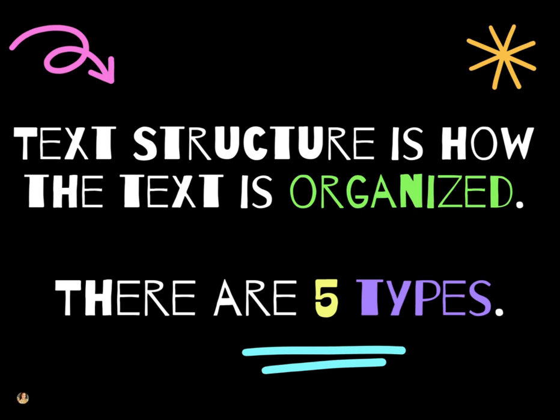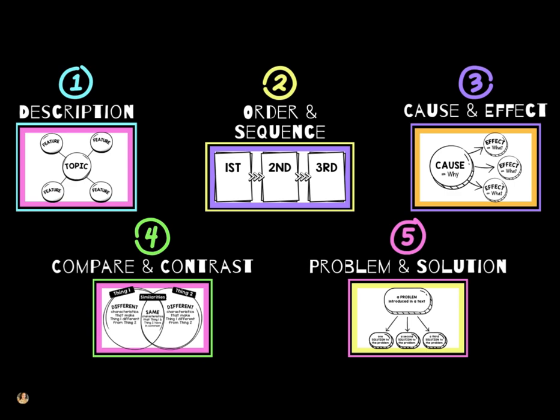Text structure is how it is organized, and we are going to briefly cover the 5 different types. You have description, order and sequence, which is also called chronological. You have cause and effect, compare and contrast, and problem and solution.